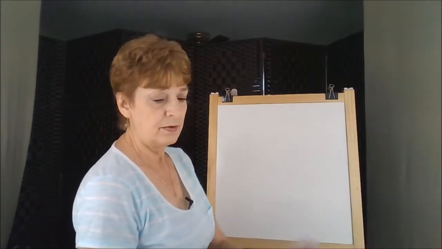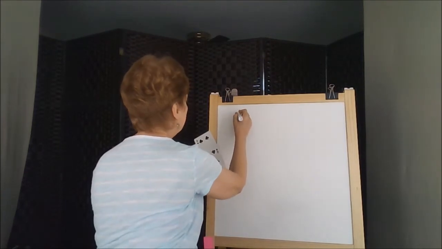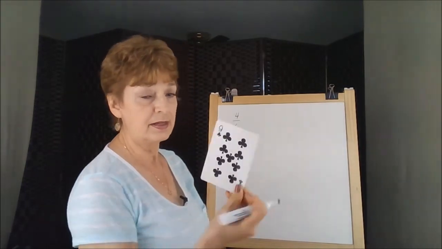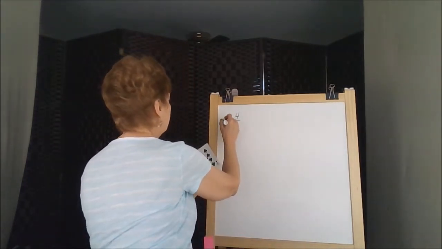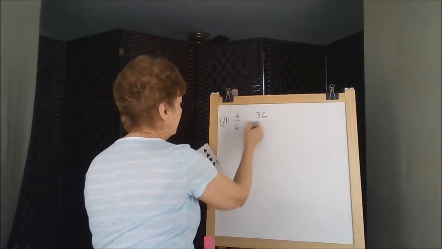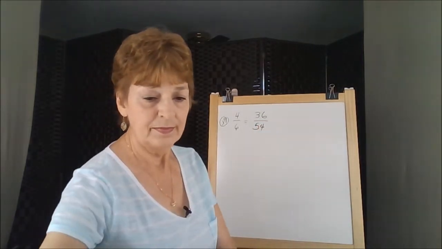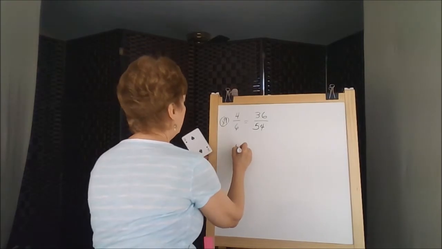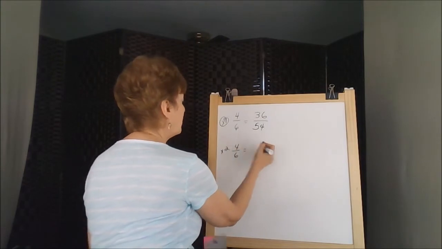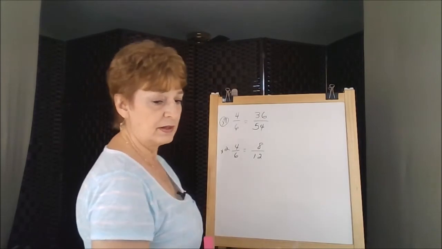If we had 4/6, let's say, and I'm going to randomly choose cards, times 9. 9 times 4, 36. 9 times 6, 54. 4/6. Multiply by 2 this time. 2 times 4 is 8. 2 times 6 is 12. That's an equivalent fraction.